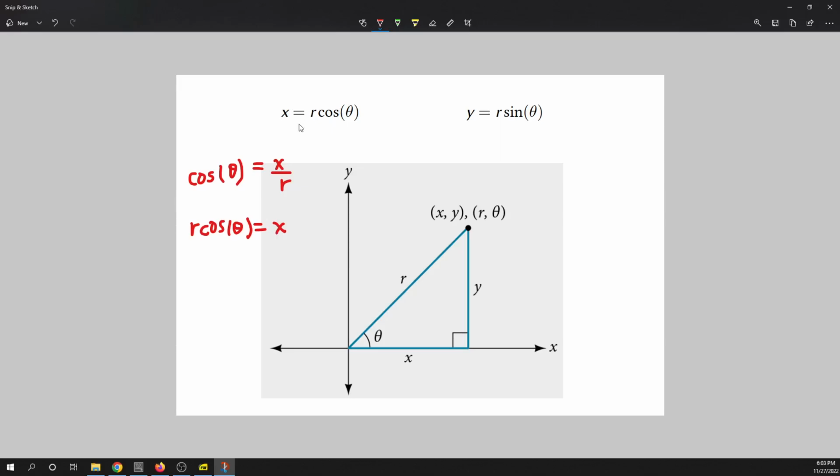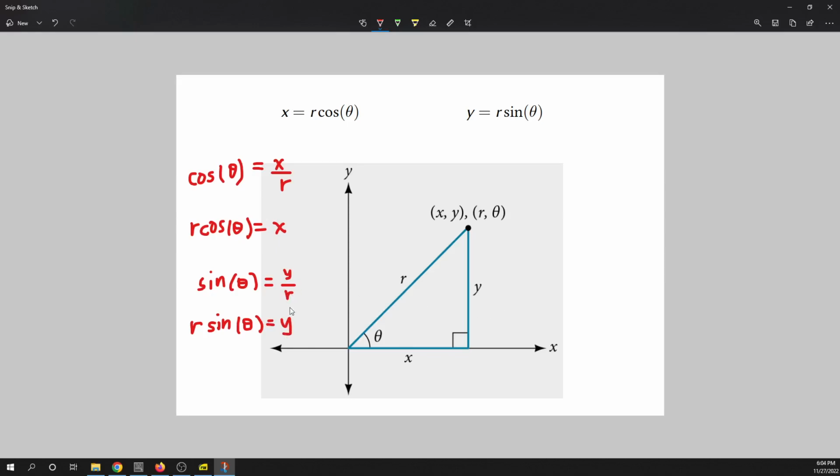Okay, and similarly for this one, all we have to do is think about the sine. The sine is opposite over hypotenuse. So opposite would be, for theta, y, and hypotenuse would be r, for this triangle right here. And then we just do like we did before and multiply both sides by r. So we have r sine theta. And on this side, when we multiply by r, we just wind up with y, and that's it.